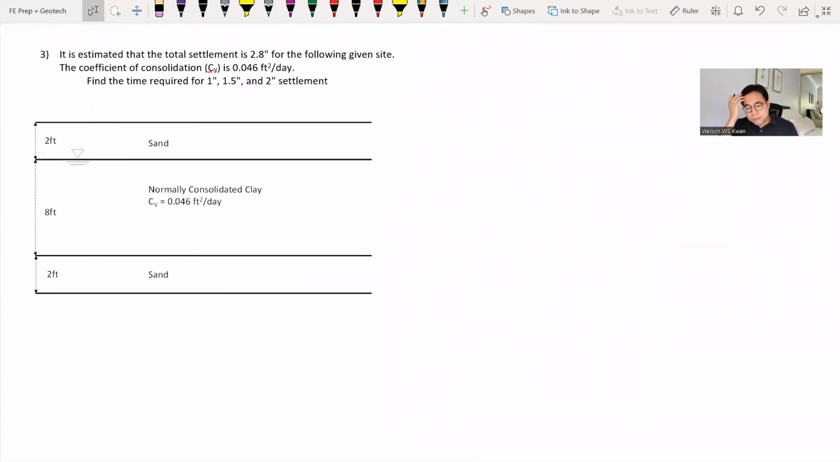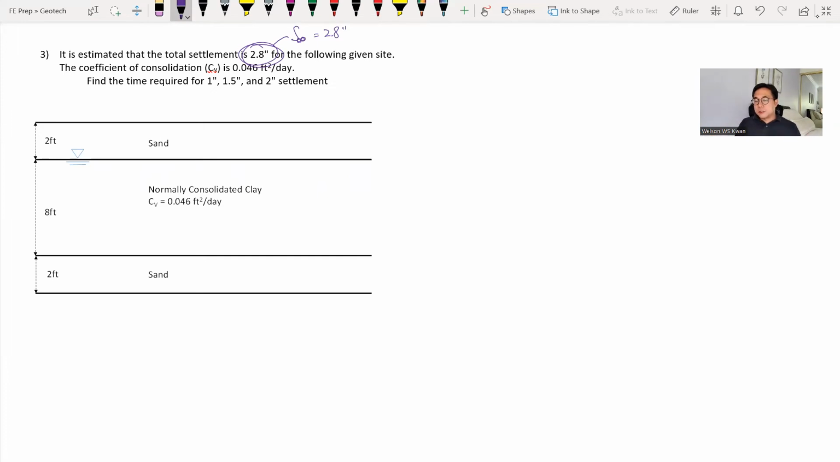Okay, the third question here gives you a soil profile, again a normally consolidated clay, and gives you the C sub V value, which is the coefficient of consolidation, equal to 0.046 feet squared per day. And you realize this clay is sandwiched by two sand layers. The question now asks you the time required for settlements of 1 inch, 1.5 inches, and 2 inches, provided that the total settlement is 2.8 inches. So if you wait an infinitely long time, it will be equal to 2.8 inches.